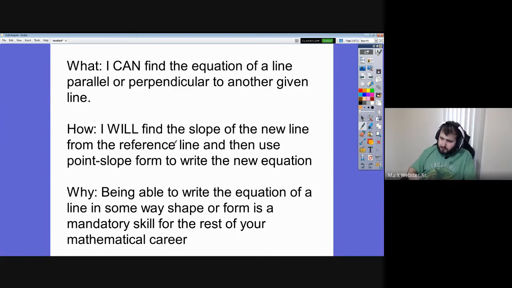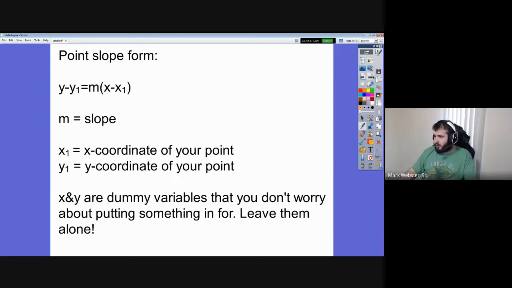So, let's go over a couple things. So first of all, point slope form. This is point slope form. y minus y1 equals m times the quantity x minus x1. But this form of the equation of a line is going to be a super duper excellent workhorse for you as you go forward through your math classes.